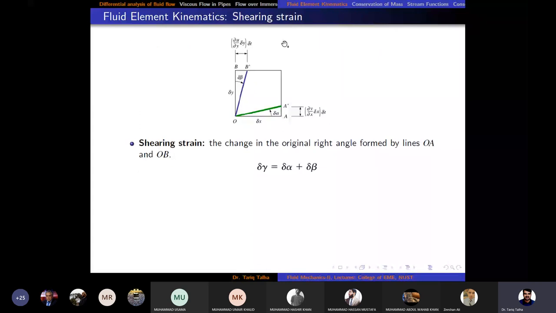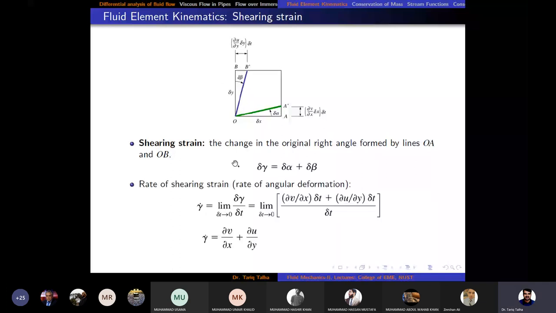So the last concept here is rate of shearing strain. We can determine the change in the original right angle. If we want to know how much the shape has changed, we can add delta alpha plus delta beta to get the change in the original right angle, or original shape of the element. So if delta alpha is equal to minus delta beta, which is the case shown here, then the shearing strain is equal to zero. That would be the case when there is a gradient in this direction, which means that we are talking about pure rotation, right?